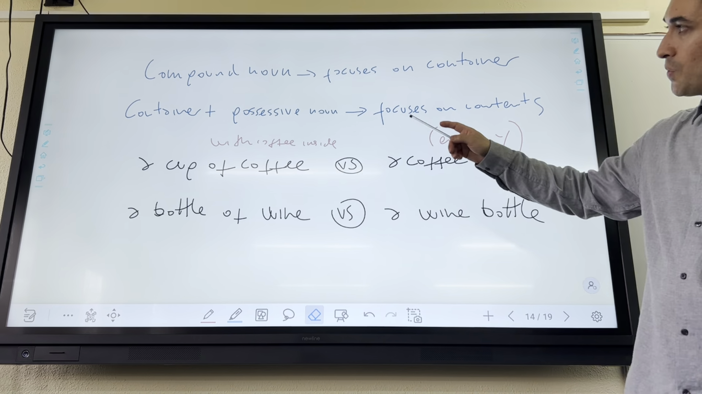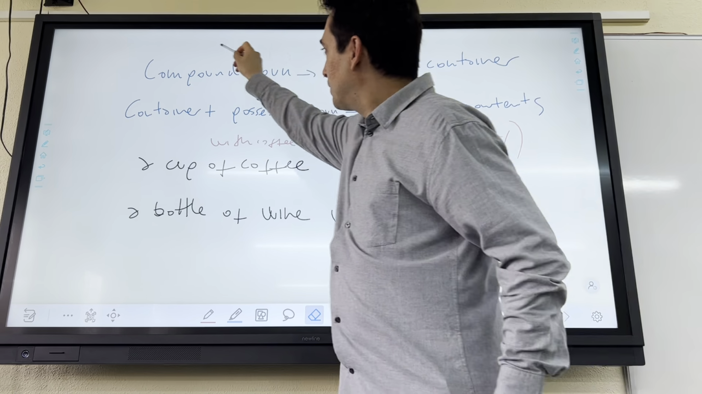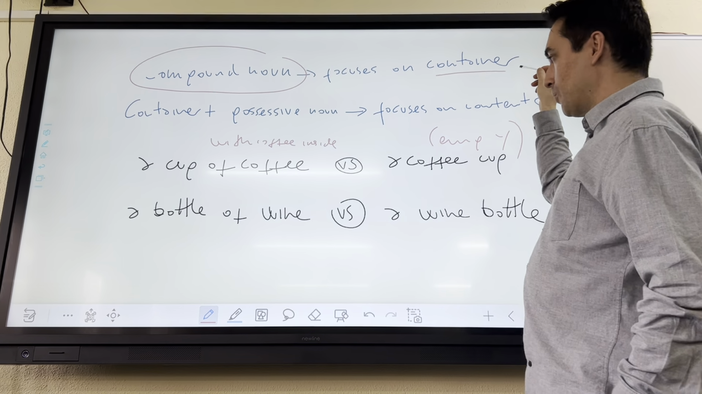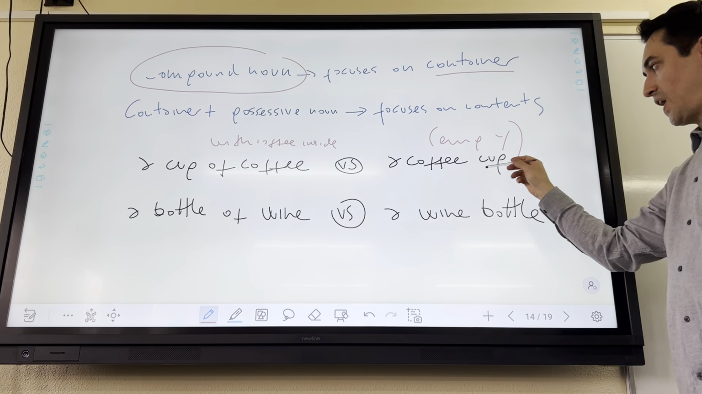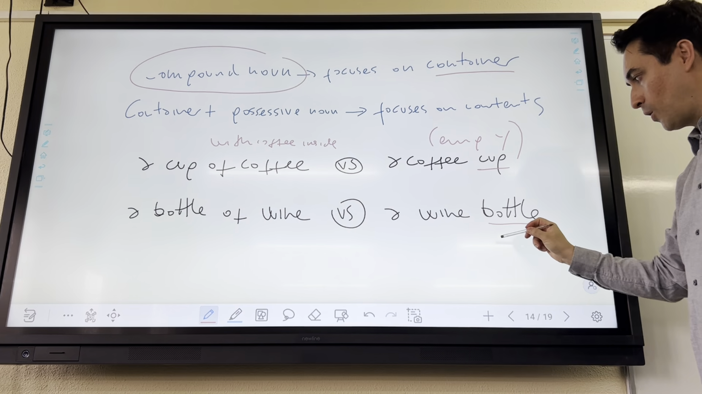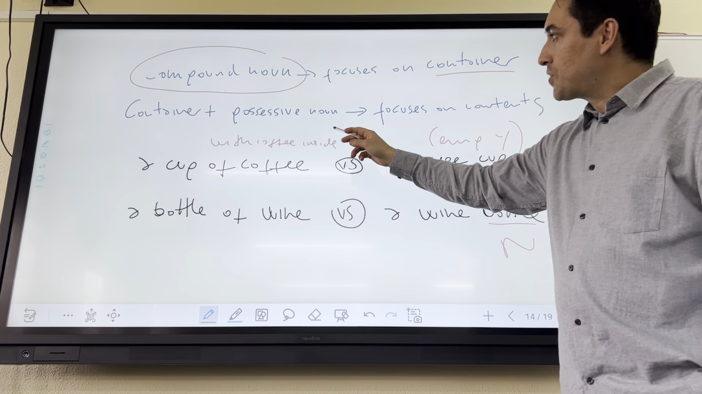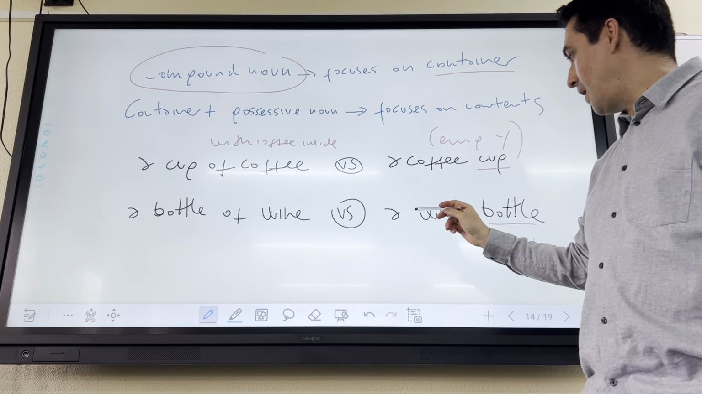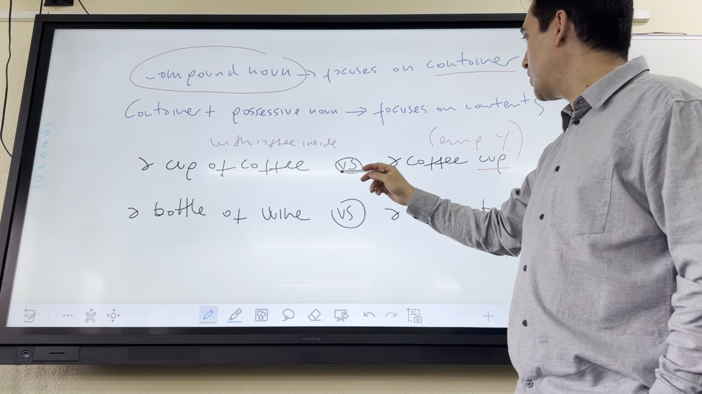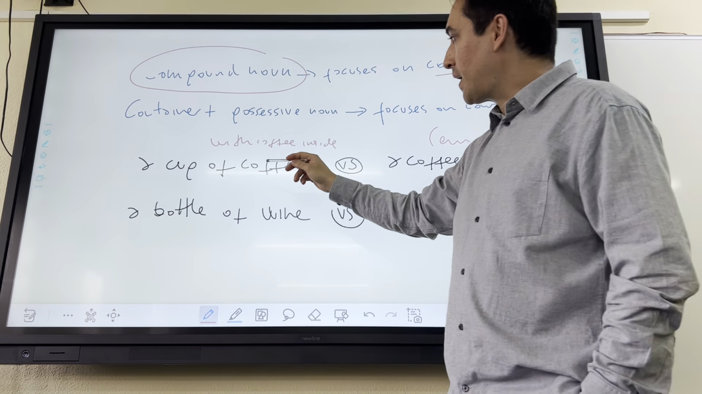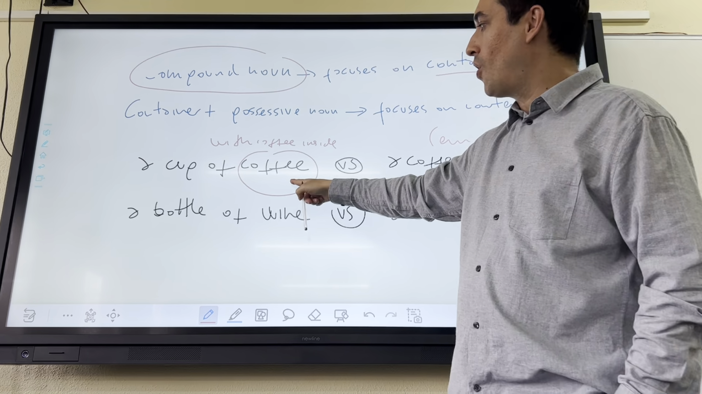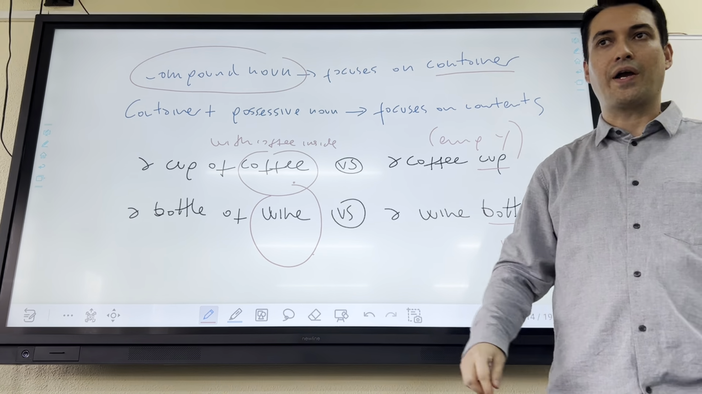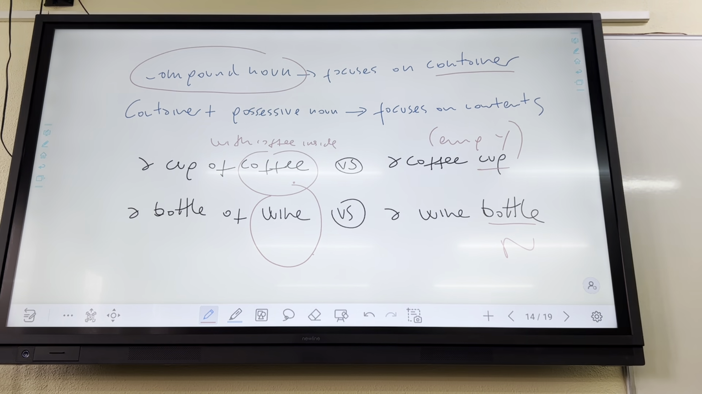So in other words, when you use the compound noun, you focus on the container. Coffee cup, the container, the cup. Wine bottle, the container. And when you use the possessive noun, you focus on the contents. A bottle of wine, you focus on the contents. A cup of coffee, you focus on the content, the coffee. A bottle of wine, you focus on the content, the wine. So far so good.